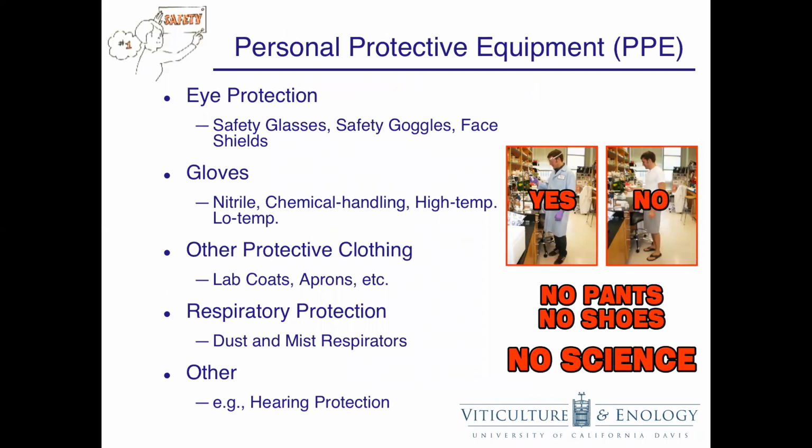We will now discuss personal protective equipment, or PPE. There are multiple types of PPE to protect you from various hazards. Some examples of these are eye protection, such as safety glasses, goggles, or face shields, gloves, such as nitrile, chemical handling, and high or low temperature gloves, protective clothing, such as lab coats and chemical aprons, respiratory protection, such as dust and mist respirators, as well as others such as hearing protection. All PPE must be used properly in order to be effective.